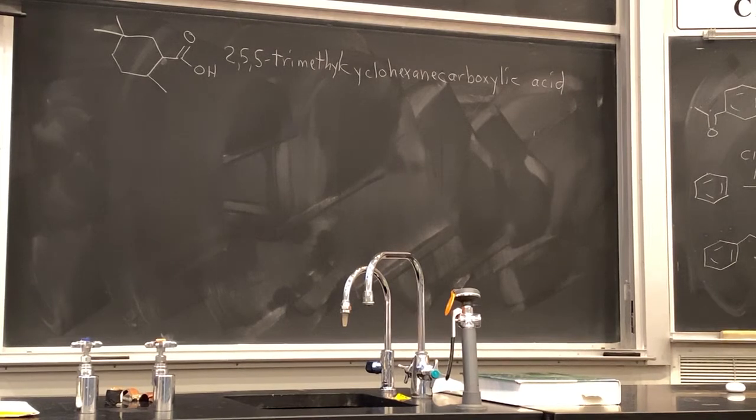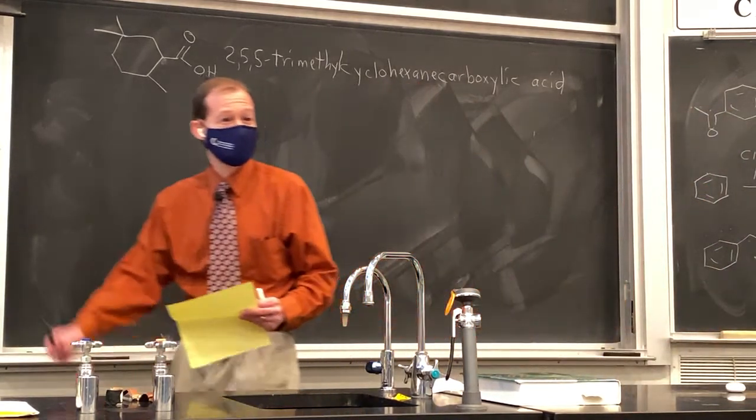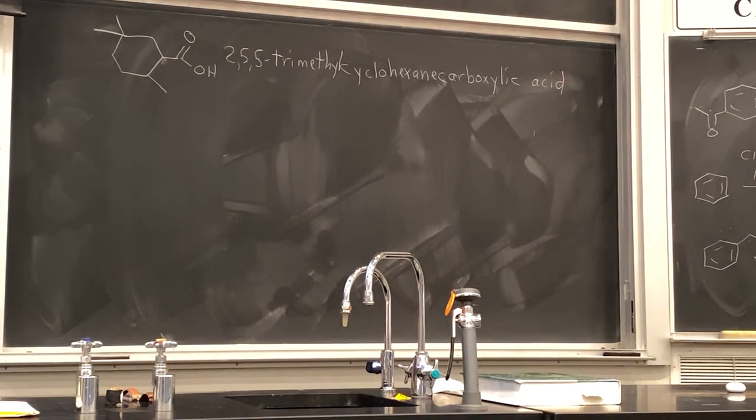So why did we have 2,5,5 instead of 3,3,6? Who would like to explain? Okay, so it's the lowest number to the first substituent. That's what matters, the first point of difference rule. If we go clockwise, we get our first substituent other than the carboxylic acid at carbon 2. If we went counterclockwise, it would be at carbon 3. So first point of difference rule, 2,5,5 trimethyl cyclohexane carboxylic acid. Any questions on our IUPAC nomenclature? All right, let's move on.